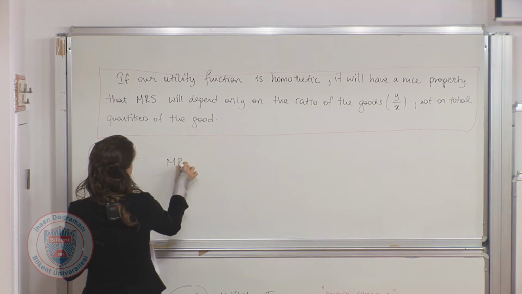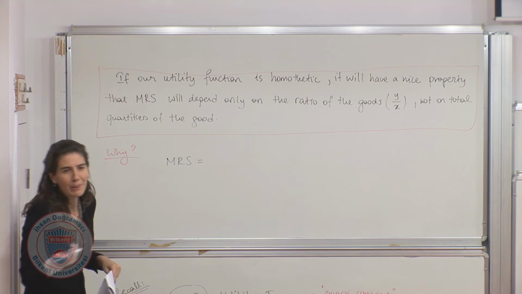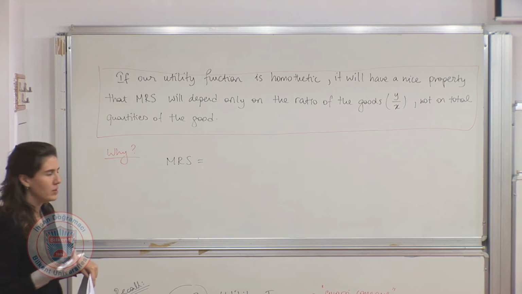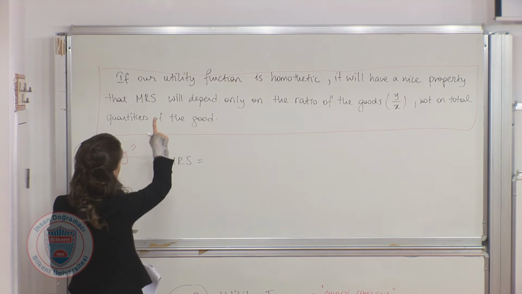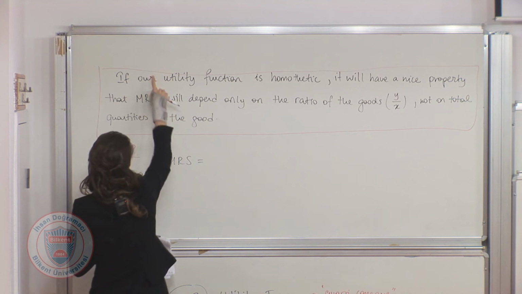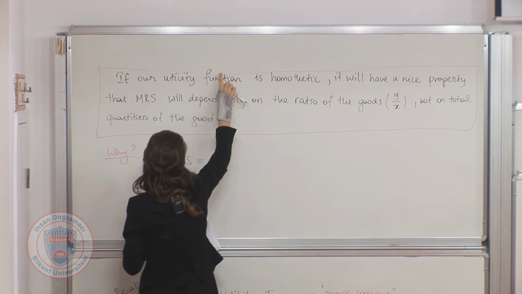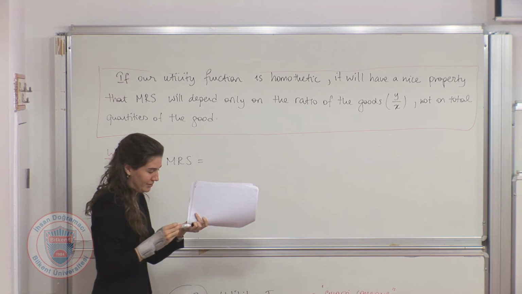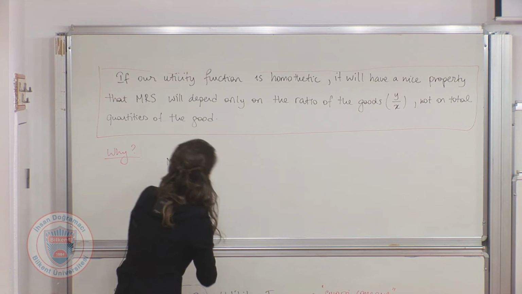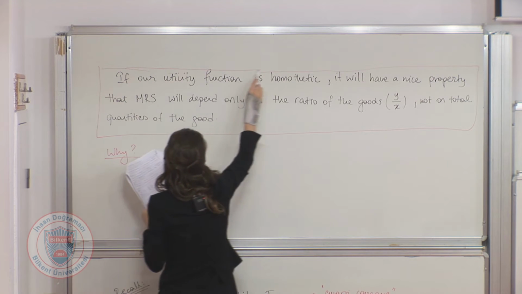So what is MRS? Remember, MRS is the ratio of the marginal utilities. You guys know. So suppose the utility function. I drew this very nicely. So your professor's drawing abilities are great.